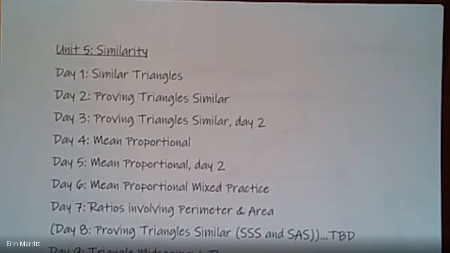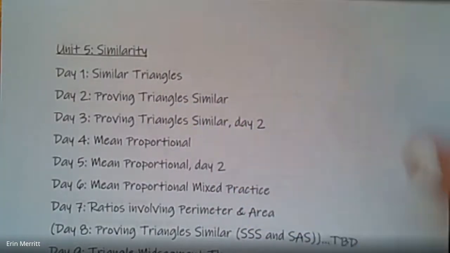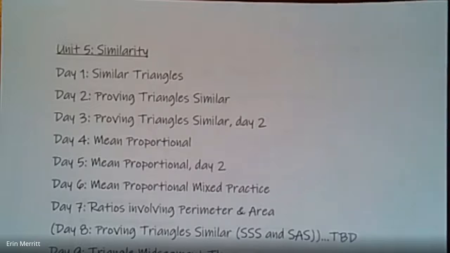Hello, geometry students. We are starting Unit 5, which is on similarity. So we're going to see a lot of algebra in this unit, a little bit of proofs, and then a combination of both. So today we start with just the idea of what are similar triangles, and then what properties do we know about them.